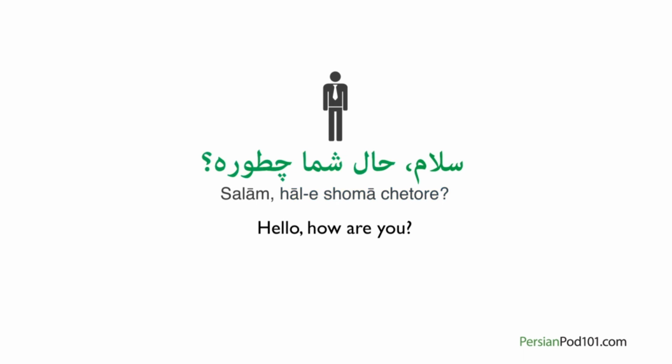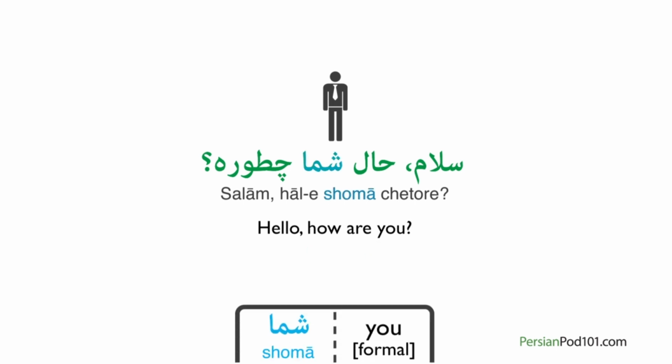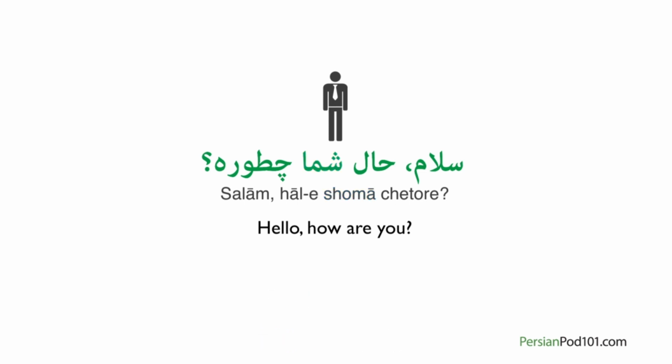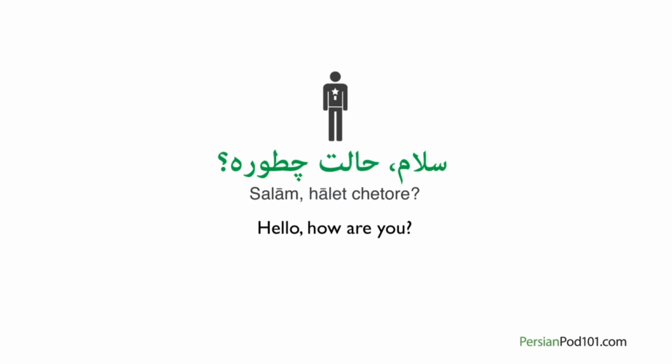Hale shoma chetore literally means how is your health. We use the word shoma, you, instead of saying chetori to make this more formal. Now, if you remember the first lesson, adding et to a word made it informal. Therefore, if you add et to hal instead of shoma, you make the whole sentence informal.